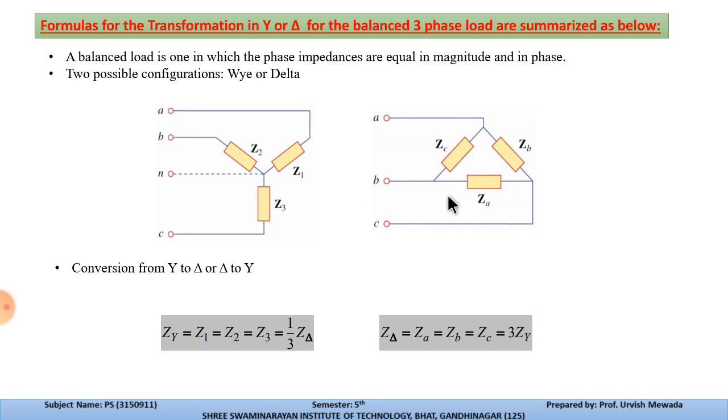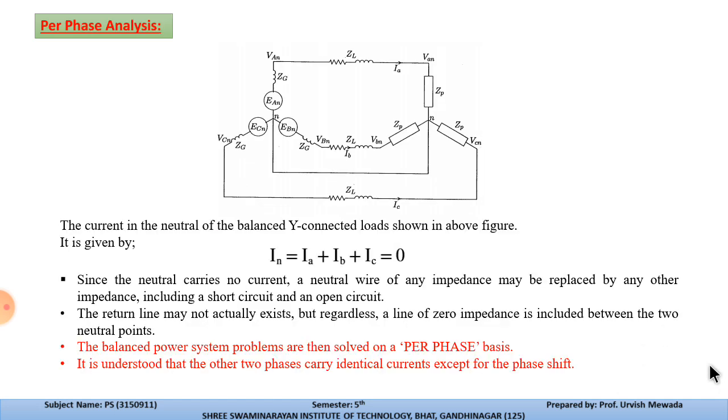So we can transform delta into star and star to delta as per our requirement to calculate the power and to analyze the circuit. Now, per phase analysis. Basically, we perform per phase analysis since the neutral carries no current in a balanced three phase circuit. There is no current through the neutral because all the branches will neutralize the current.